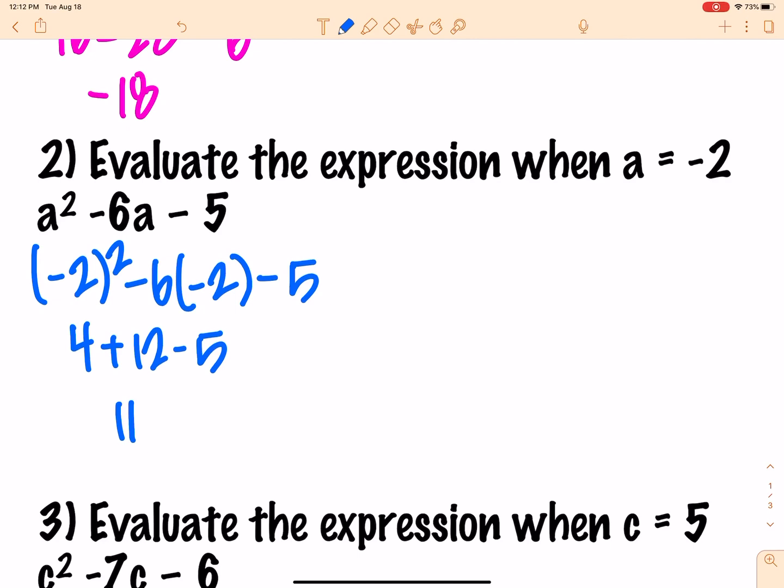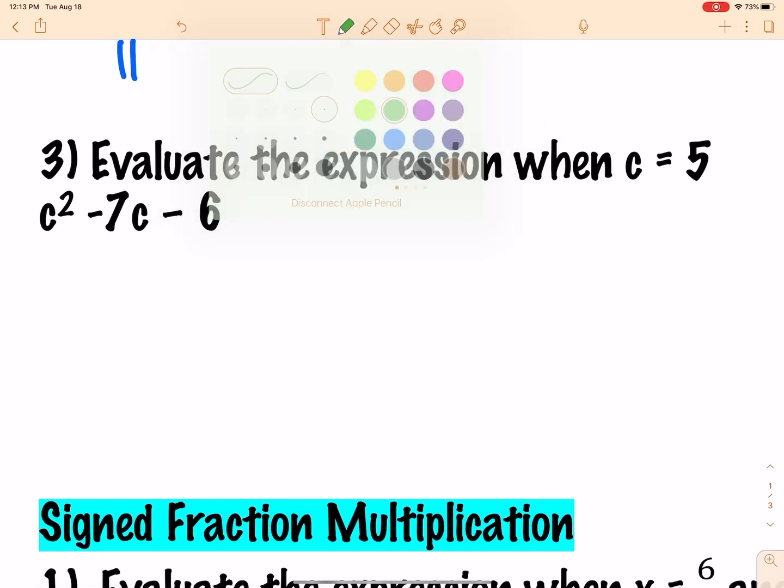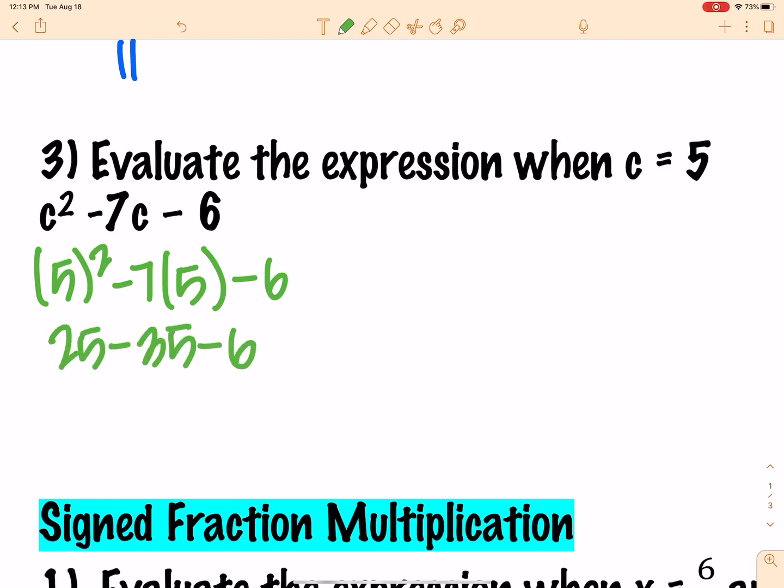Number 3, we were replacing all the c's with 5. Nothing too bad here. I still want you to use parentheses in case there's a negative, like for example, the -7. Just get in the habit, no matter if it's positive or negative, to use parentheses. So this will be 25 minus 35 minus 6. So you'll get -16 as your final answer.